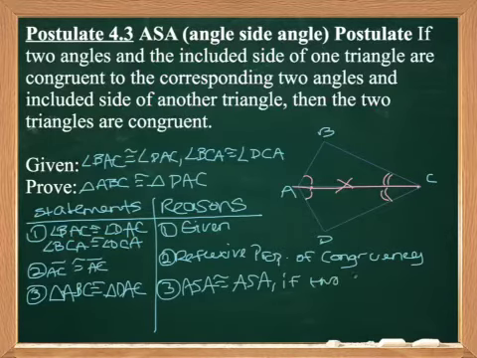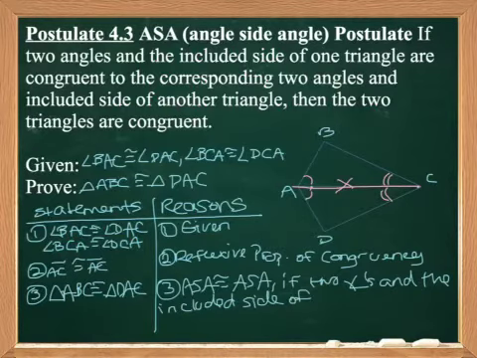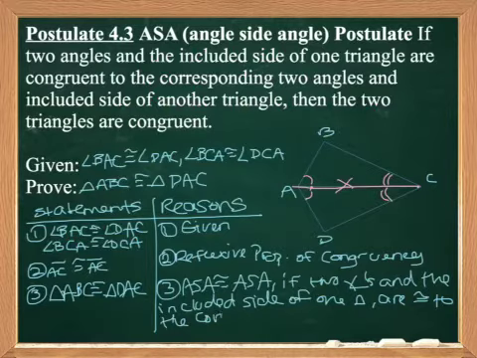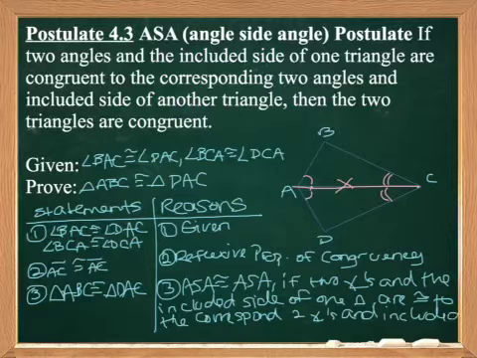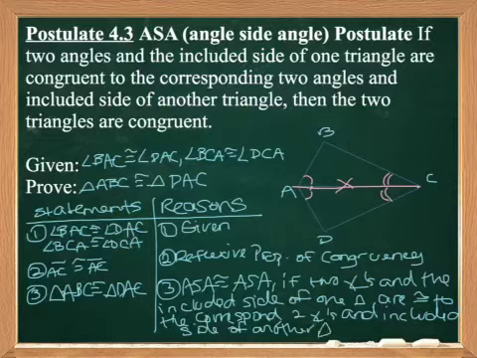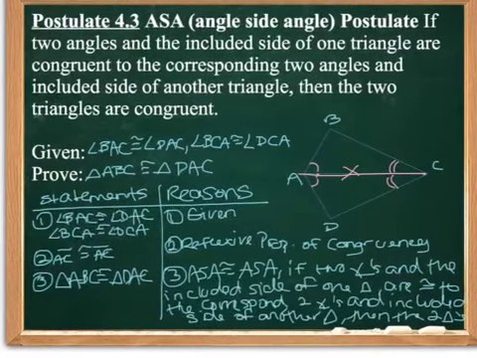if two angles and the included side of one triangle are congruent to the corresponding two angles and included side of another triangle, then the two triangles are congruent. And that would be the end of our proof.